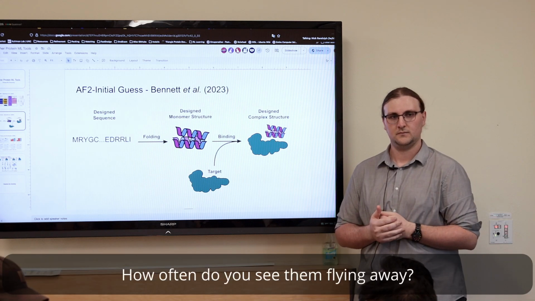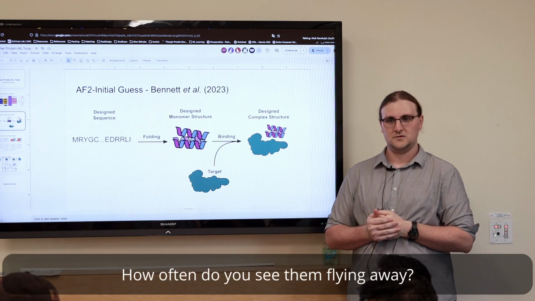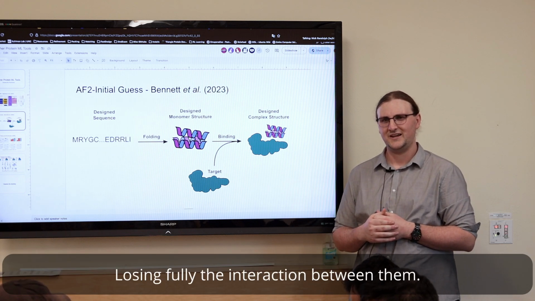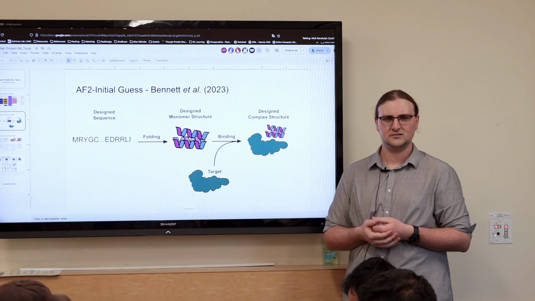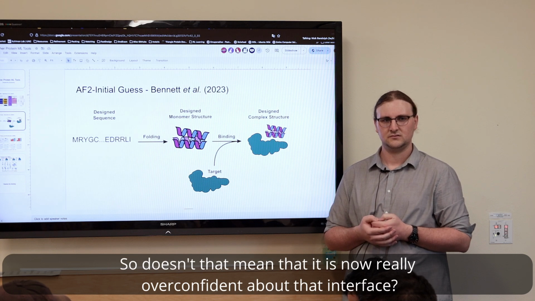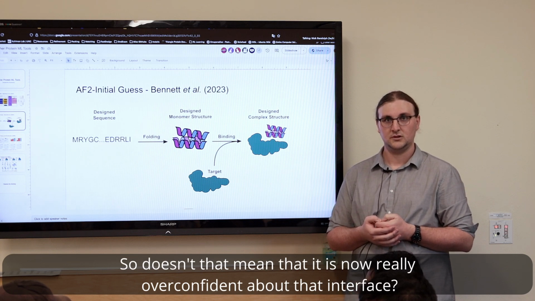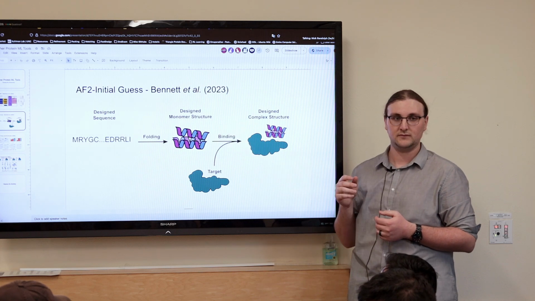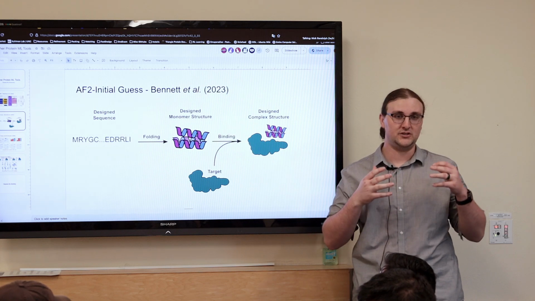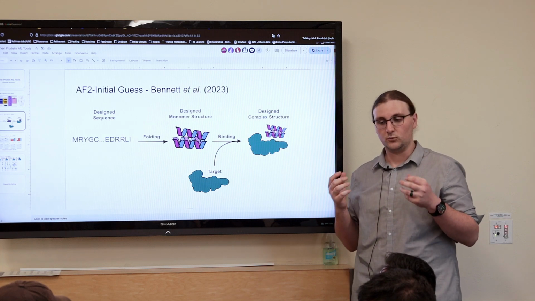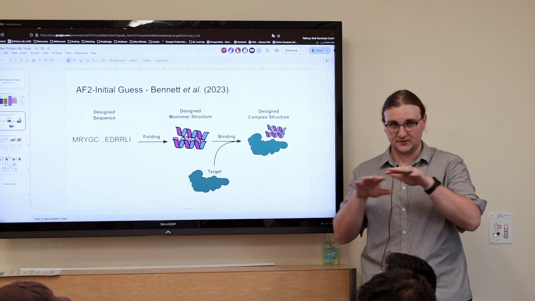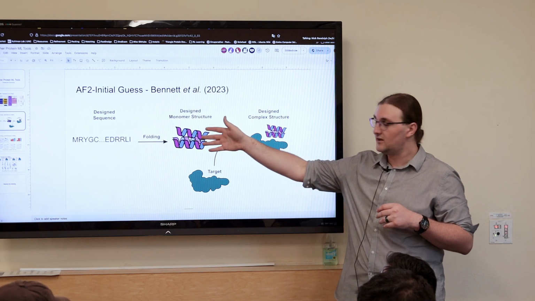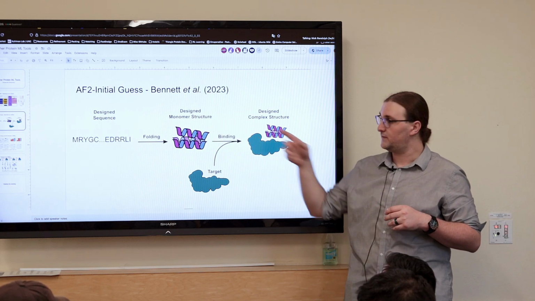How often do you see them flying away, like fully losing the interaction between them? It's not terribly often. So doesn't that mean that it is really overconfident about that interface? Well, to change that, we mask the template sequence, and that dramatically changes what AlphaFold is seeing and what it thinks of this interface now, because it's no longer certain that it saw exactly this binder there. It saw the shape there, but not this exact binder with that exact sequence.